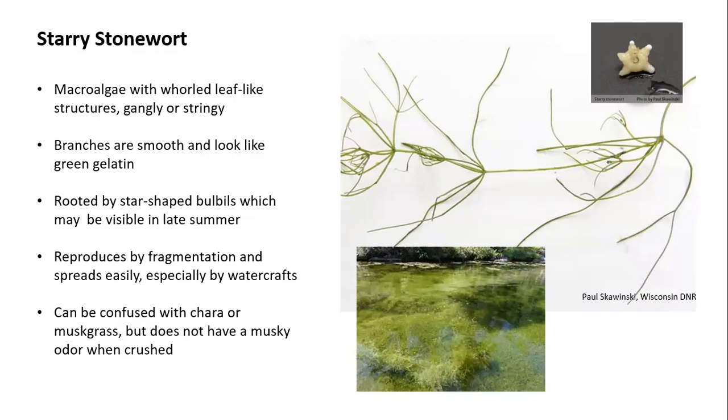All it takes is a piece of the plant to get attached to a watercraft, and then that watercraft leaves without removing vegetation and enters another water body. The fragment of Starry Stonewort gets dislodged in another water body, and that is enough of that plant to start a new infestation in another water body. So that's why it's really important to clean, drain, and dry your boats when moving between water bodies.